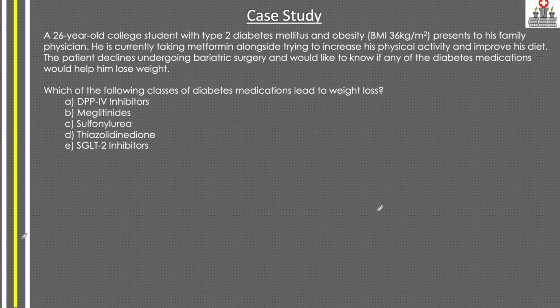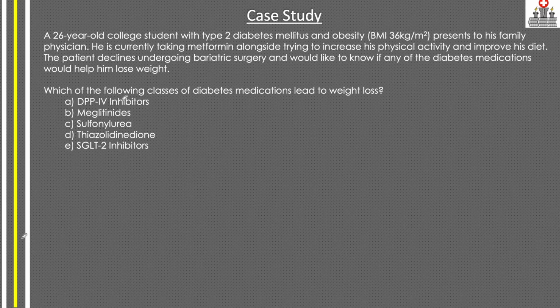A 26-year-old college student with type 2 diabetes mellitus and obesity, with a BMI of 36, presents to his family physician. He is currently taking metformin and is also trying to increase his physical activity and improve his diet. Remember, we recommend a mixture of aerobic and resistance activity alongside a Mediterranean diet. The patient declines undergoing bariatric surgery and would like to know if any of the diabetes medications would help him lose weight. Which of the following classes of diabetes medications leads to weight loss?